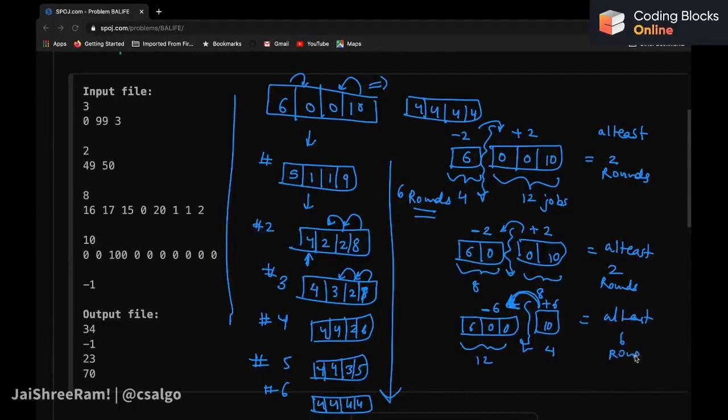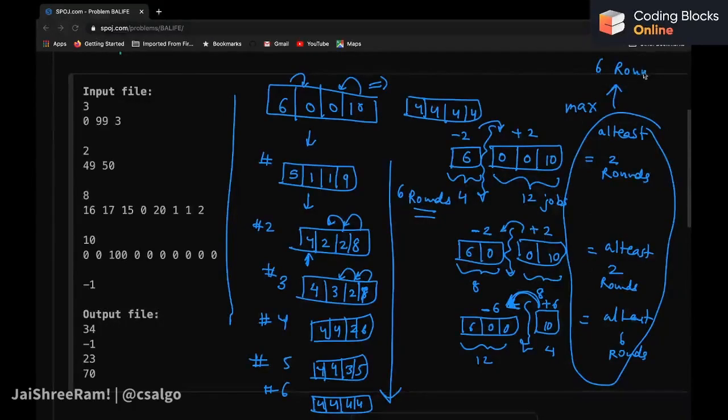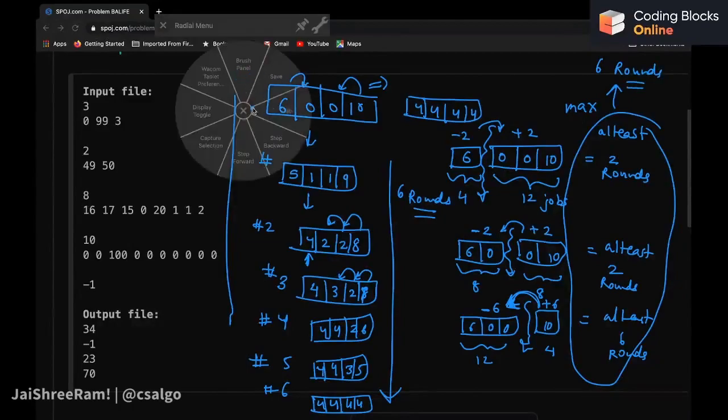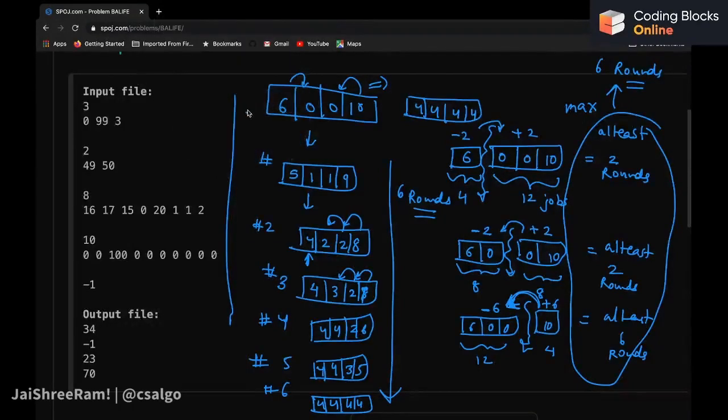Okay, so what should be the final answer? So at least 2 rounds, at least 6 rounds. So obviously it should be the maximum of these. So that would mean we need at least 6 rounds to transfer the load from one part of the array to the other part. Okay, so I hope this case makes the explanation more clear. So this is what you actually need to do.